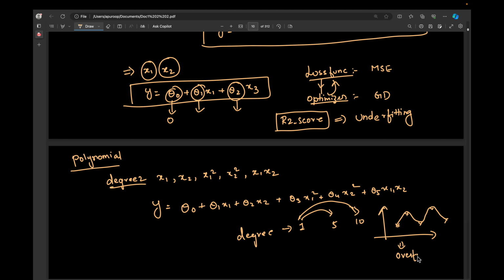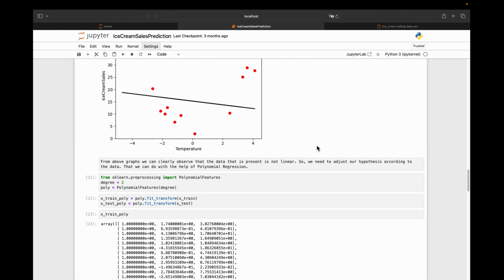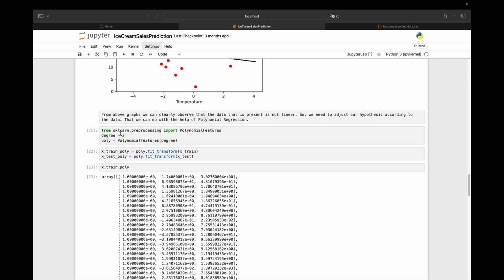And overfitting is also not a good thing to happen. So that's why we'll not increase directly to very high powers. We'll try to move from 1 to 2, or to 3 at max. Okay. And even if these two are not working, then we can try higher degree powers. So let's see, here we are using degree 2, and then we are using this particular polynomial features in order to generate higher degree features. To generate them, we can simply use poly.fit_transform on xtrain and xtest.